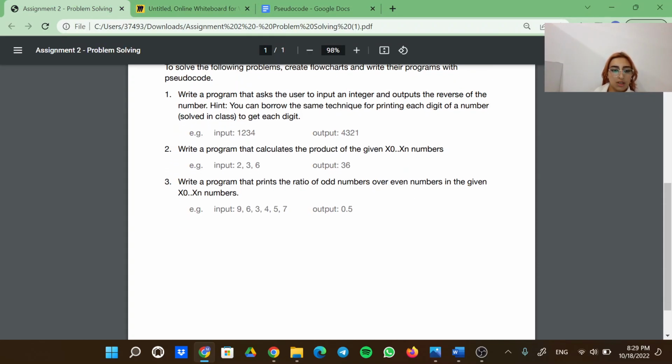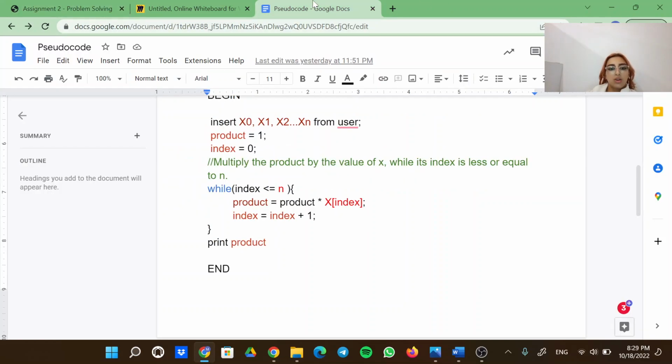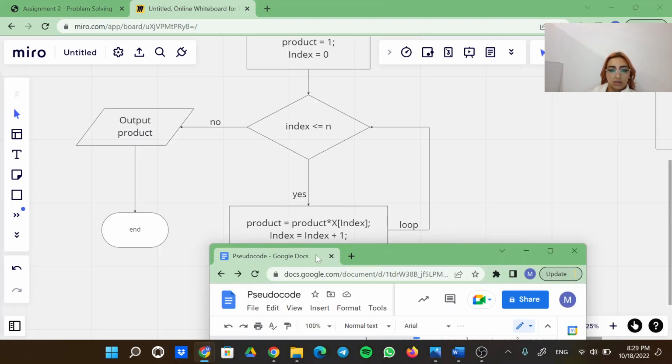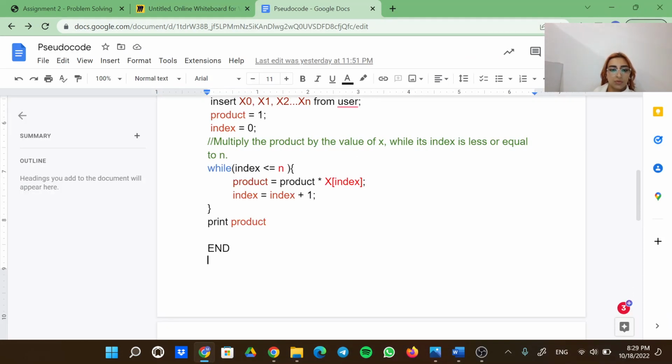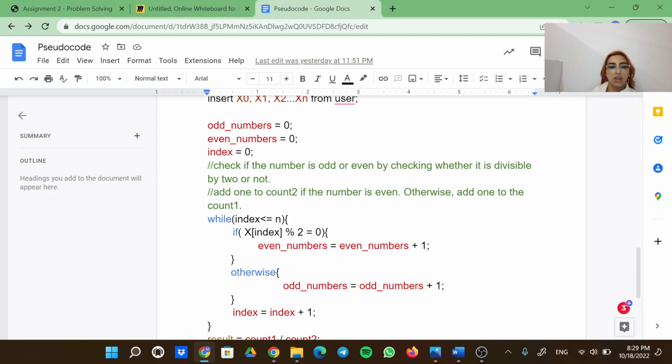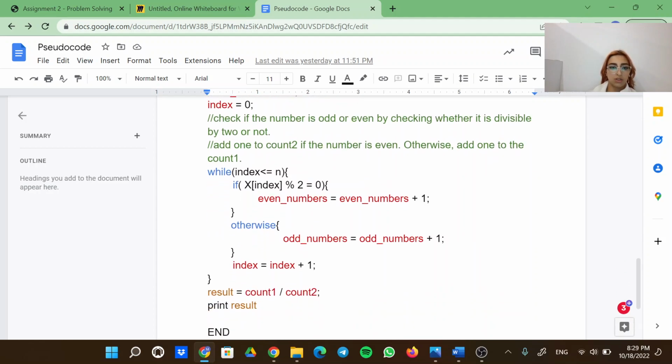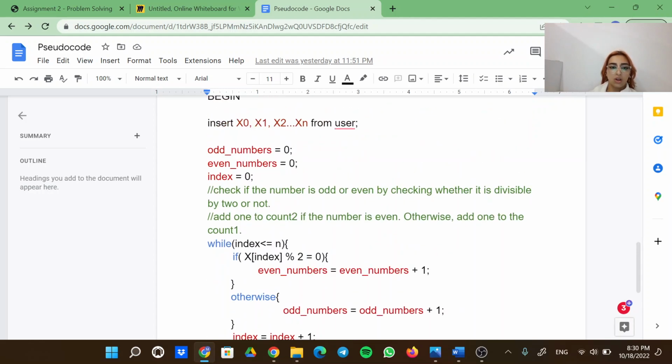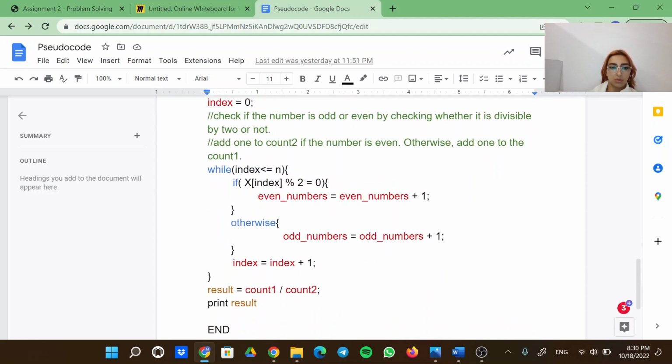Assignment 2, exercise 3. Write a program that prints the ratio of odd numbers to even numbers in the given x0 to xn numbers. So, exercise 3. Insert x0 to xn from user. Odd numbers 0, even numbers 0. Initially, we take that there are no odd numbers, no even numbers, and the index is 0. So it starts to calculate from the initial point.